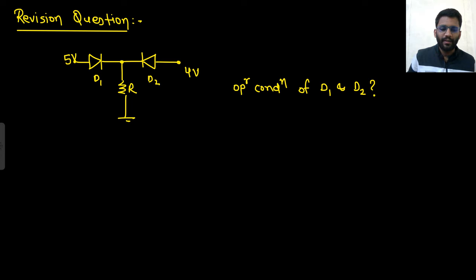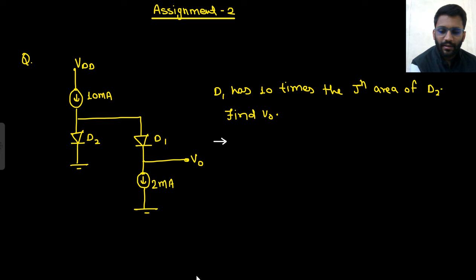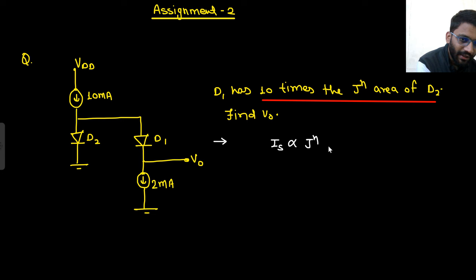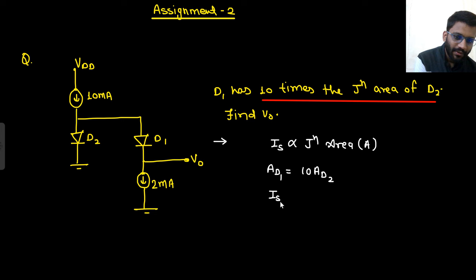There is one important thing: whenever in any question they have given that D1 has 10 times the junction area of D2, in BJT you will see words like the transistors are matched. Whenever they use these terms, that the junction area is 10 times, or transistors or diodes are matched, that means they are talking about reverse saturation current. If the junction area of D1 is 10 times, the reverse saturation current of D1 will be 10 times. Reverse saturation current is proportional to junction area, which I am writing as A. The junction area of D1 is 10 times that of D2, that means the reverse saturation current of D1 will be 10 times that of D2.